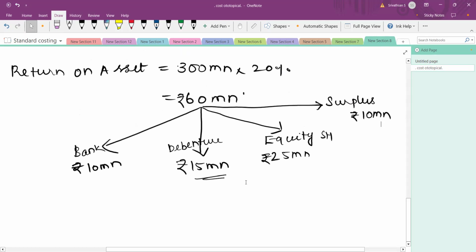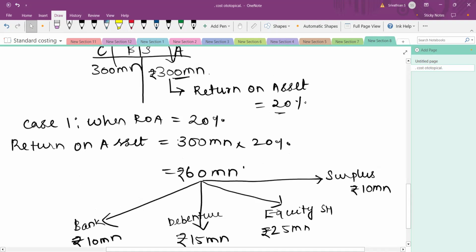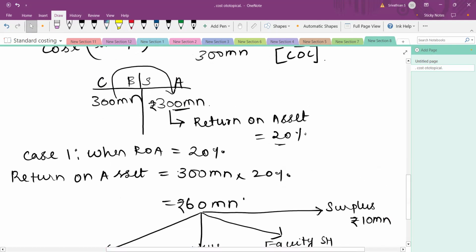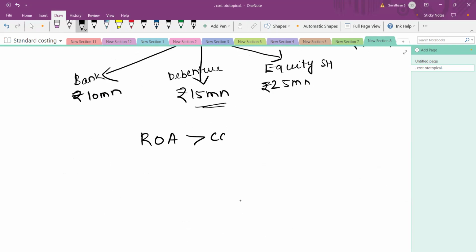So this is nothing but, let me write it as case 1, where the return on asset is equal to 20%. So what is important to understand is, what is the cost of capital of the company? It is 16.67%. What is the return generated by the company by making use of the asset? It is 20%. So here, let me write the conclusion. If return on asset is greater than the cost of capital, the company will have surplus funds.